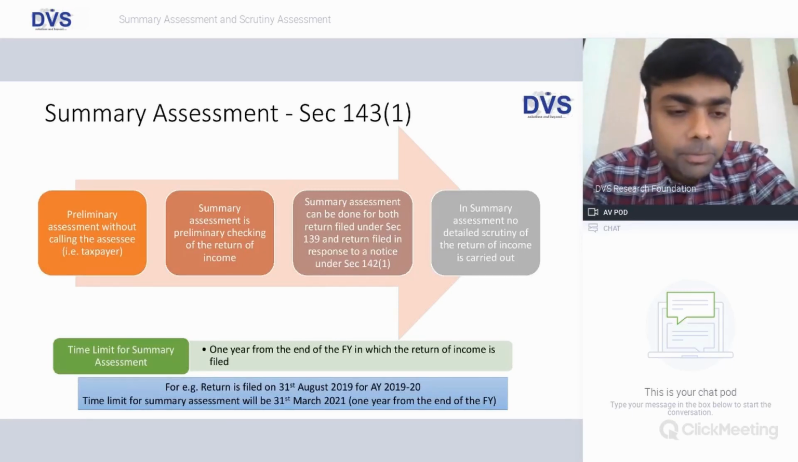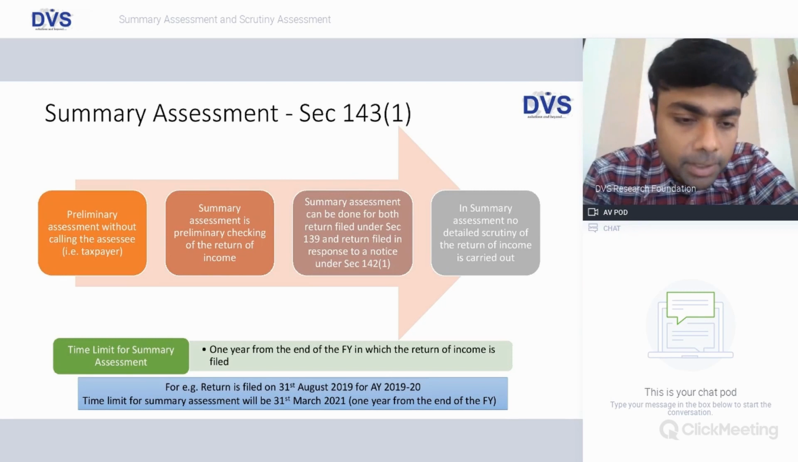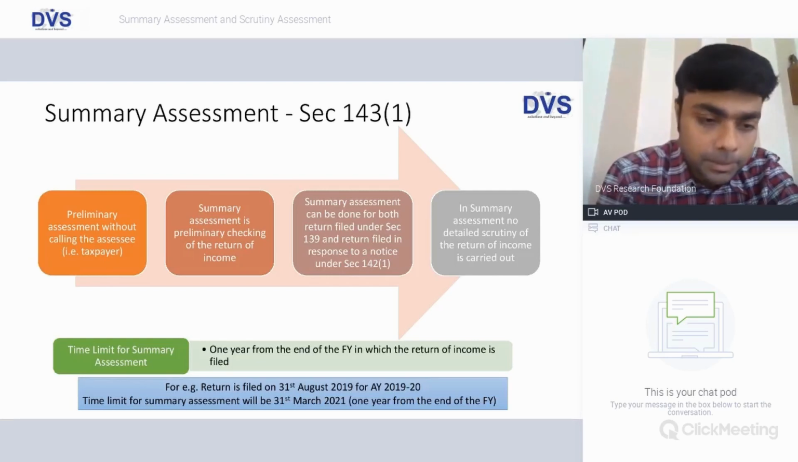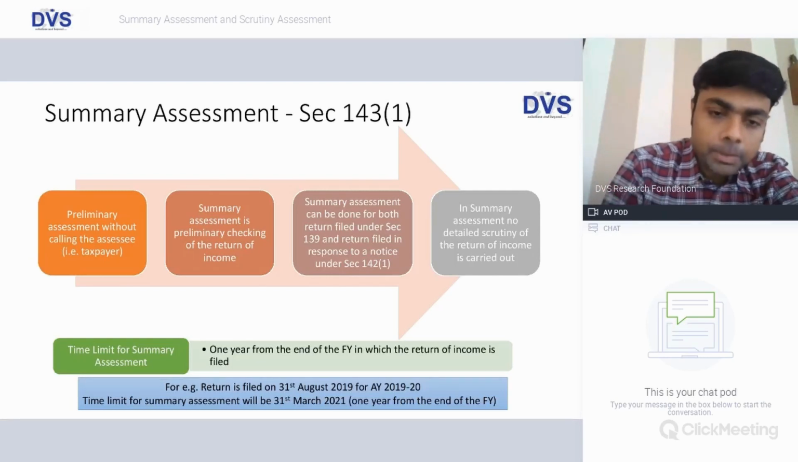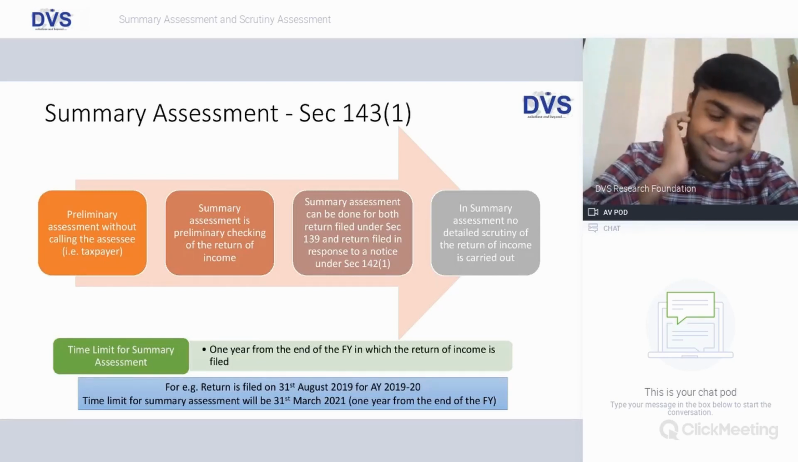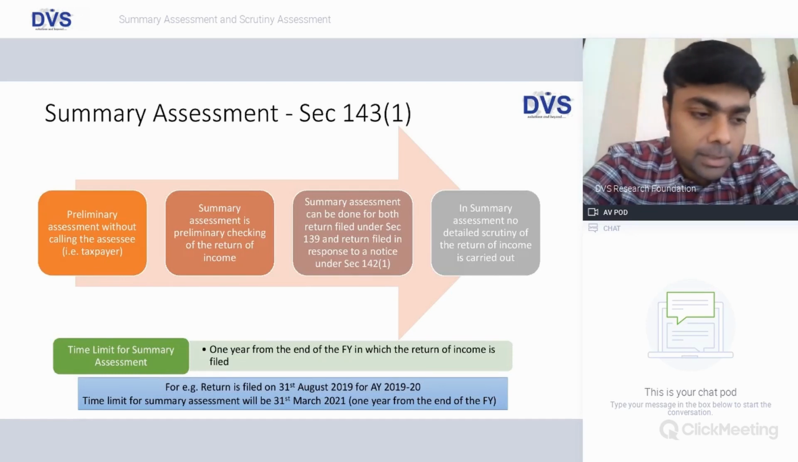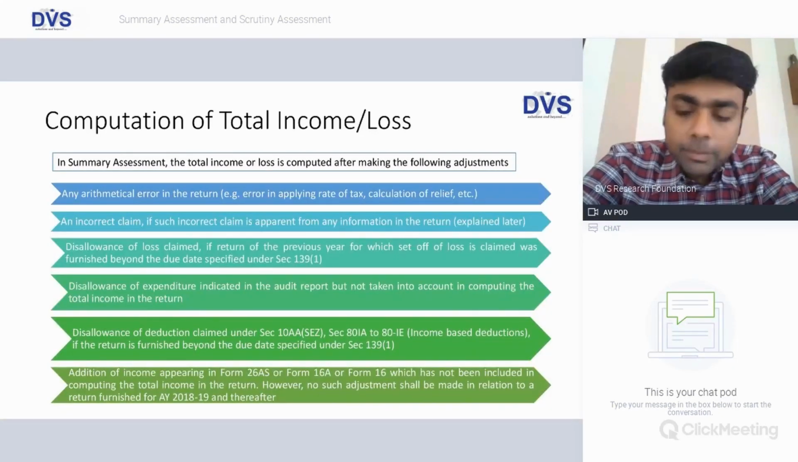The time limit for summary assessment is 1 year from the end of the financial year in which the return of income is filed. So it is 1 year from the end of the financial year. So for the financial year which is ending March 20, the time limit will be 31st of March 2021. Again, we're talking about 1 year from the end of the financial year, friends.